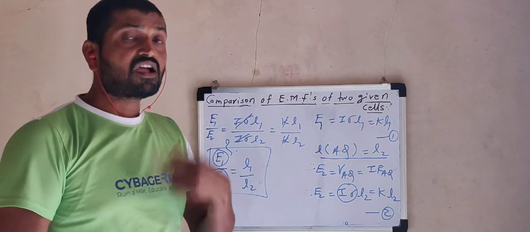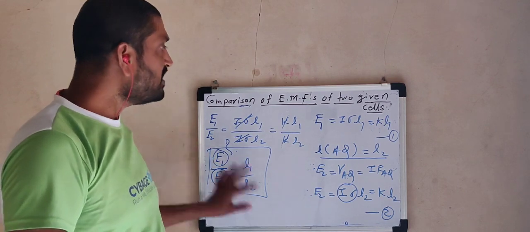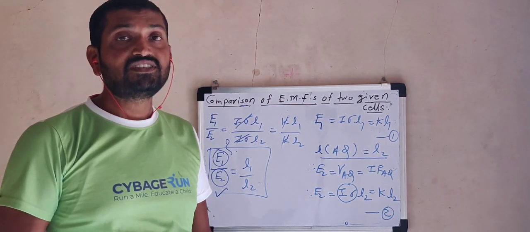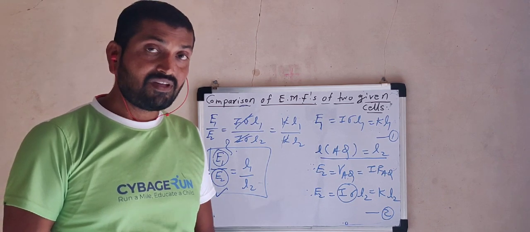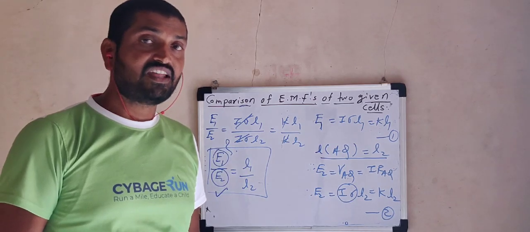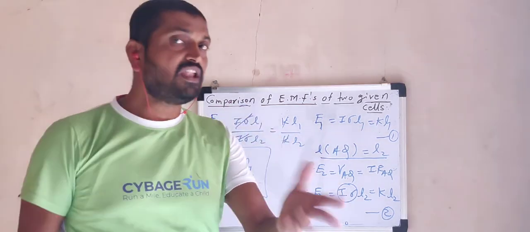Hence, indirectly it covers two applications. Number one, comparison of EMF of two given cells. Otherwise, determination of EMF of a given cell. Is it clear? This is the first method which we discussed for comparison of EMF, that is the individual or separate method. But one more method is there, called the sum and difference method, which we are going to consider in the next video.